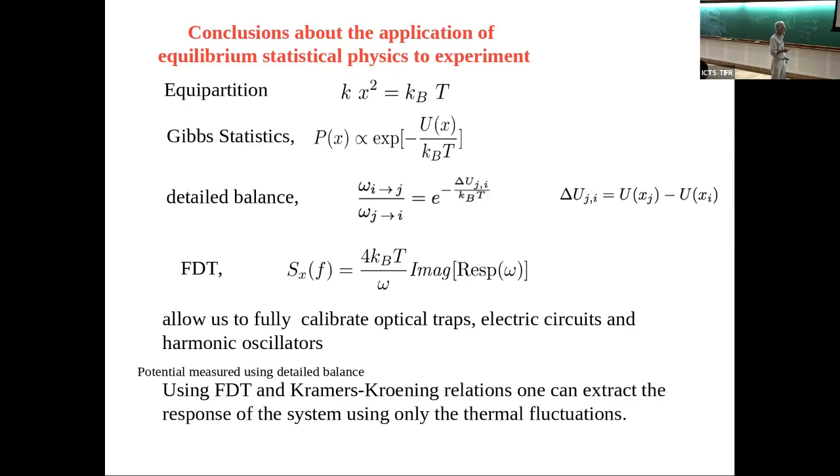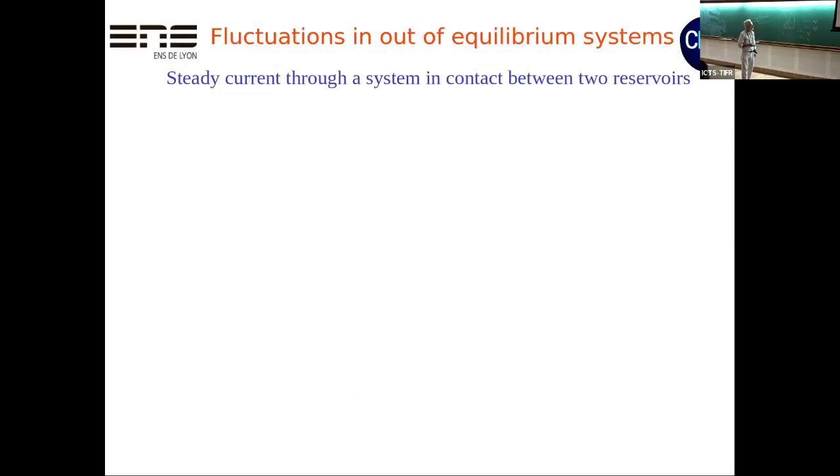And the last point that I pointed out was that using the fluctuation dissipation theorem and Kramers-Kronig relations, one can extract the response of the system using only the thermal fluctuations without doing any kind of perturbations. This was the main message about equilibrium thermodynamics.